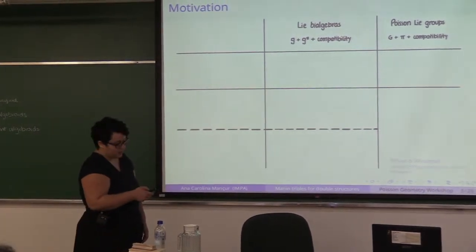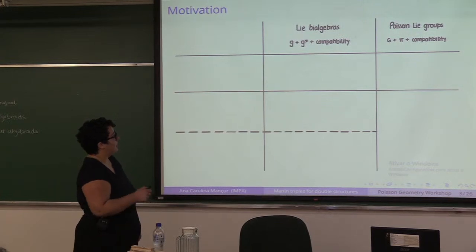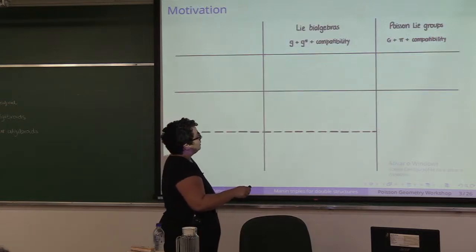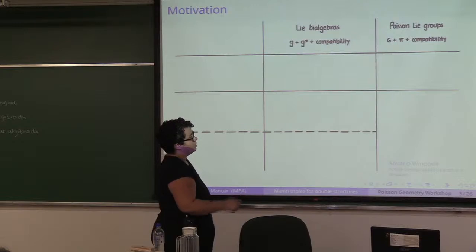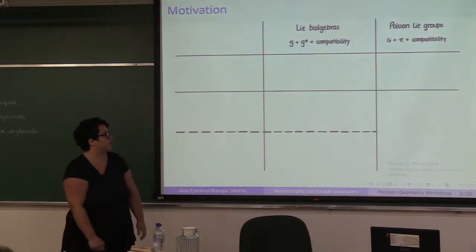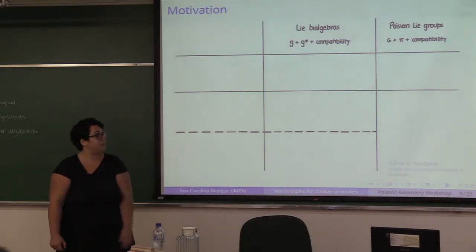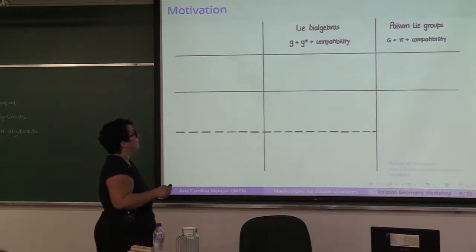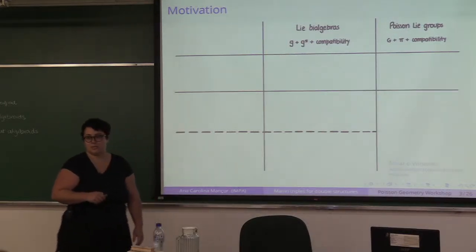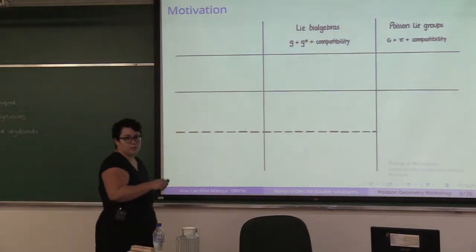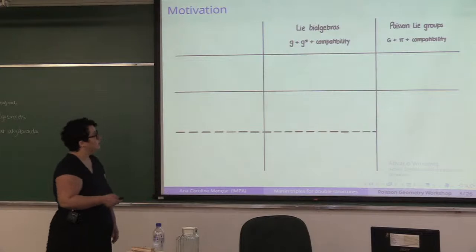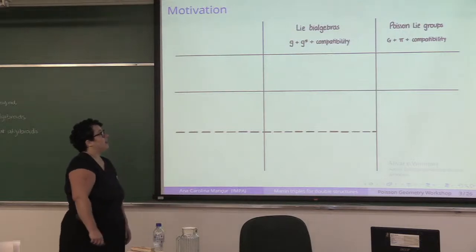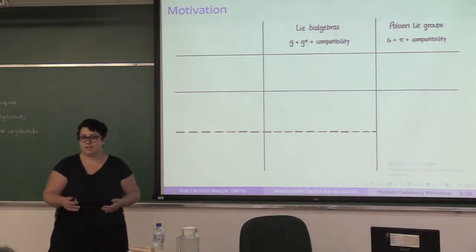The history starts with Poisson-Lie groups and Lie bialgebras. A Poisson-Lie group is a Lie group with a Poisson structure and some compatibility. In this case, the multiplication is a Poisson map. And a Lie bialgebra is a Lie algebra whose dual also has a Lie algebra structure, with some compatibility between these two structures. The important thing here is that these objects are related by differentiation and integration.